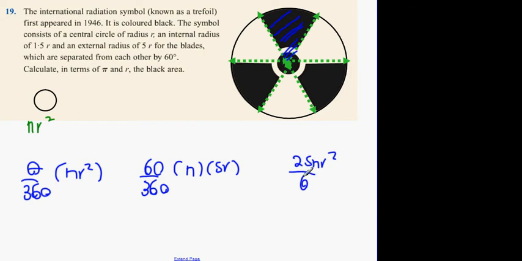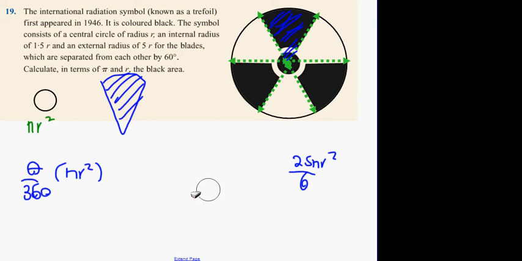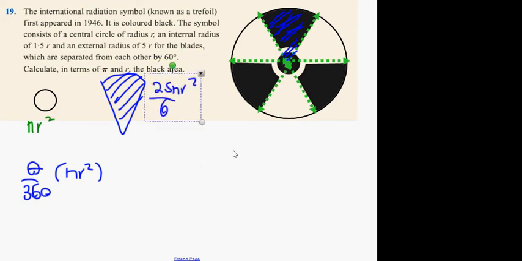Okay, happy enough with that? That's the area of one blue region, so I'm just going to colour it in up here. That's your blue region here, and that blue region is 25 pi r squared over 6. Okay, so just put that up there. Next thing, I'm going to now create a red region. The red region is going to be in here, and we're going to take this red region away from the blue region to get the black part on the outside.